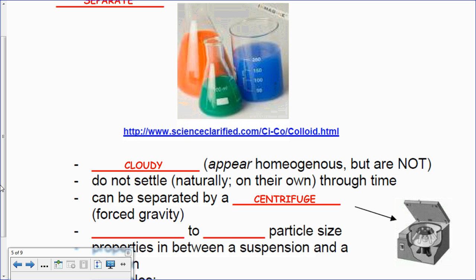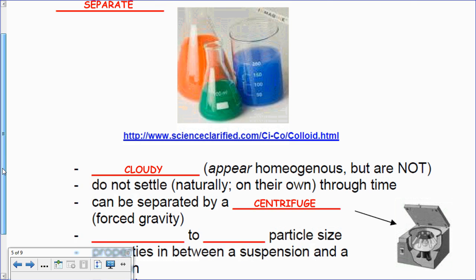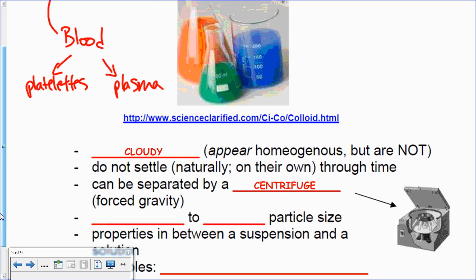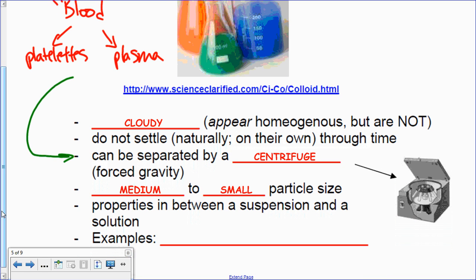Centrifuges can separate blood. So technically, blood is a colloid because it can be separated into platelets and plasma through a centrifuge, which uses gravity. Now, this separates medium to small particle sizes. Obviously, blood has extremely small particle sizes, but they can be separated out with a centrifuge. Examples: blood and milk.